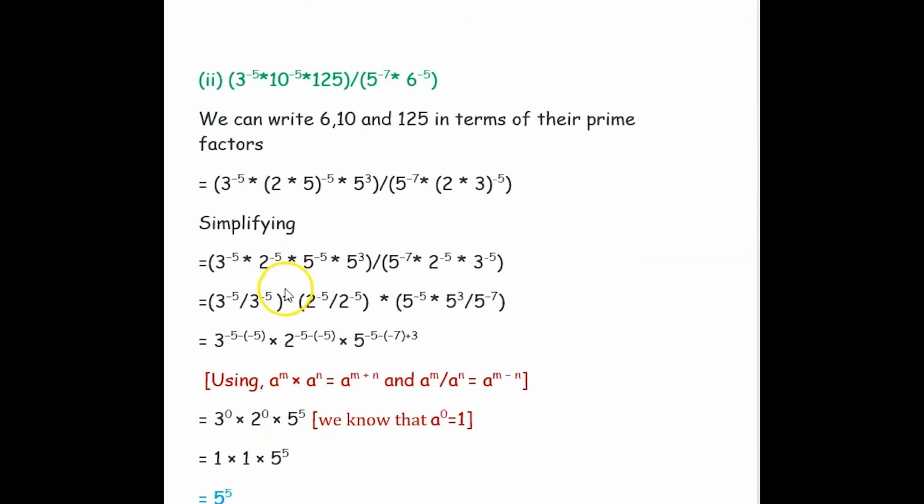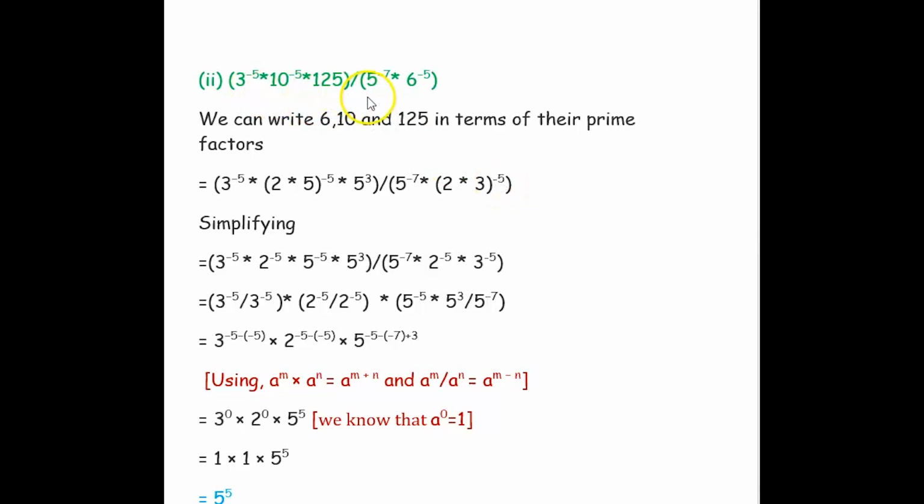Next question is 3 raised to the power negative 5 into 10 raised to the power negative 5 into 125 divided by 5 raised to the power negative 7 into 6 raised to the power negative 5. So we can write 6, 10 and 125 in terms of their prime factors. So replacing that, we will get 3 raised to the power negative 5, and 10 can be written as 2 into 5 raised to the power negative 5, into 125 can be written as 5 into 5 into 5, that is 5 raised to the power 3, divided by 5 raised to the power negative 7 into 6 can be written as 2 into 3 raised to the power negative 5.